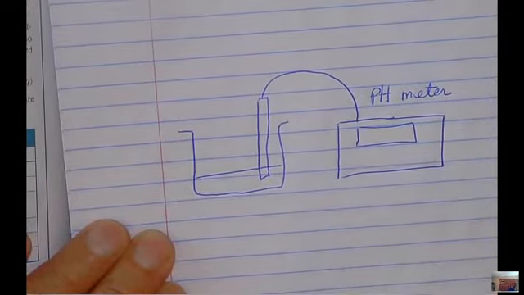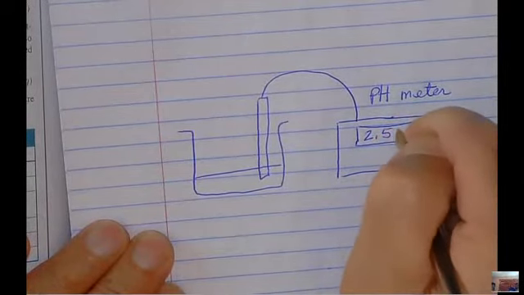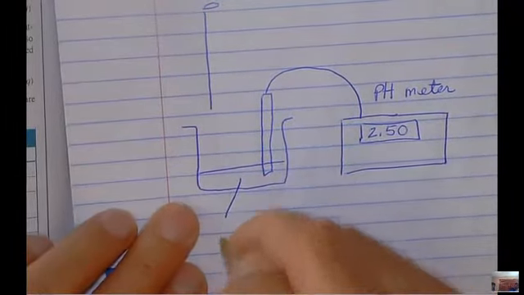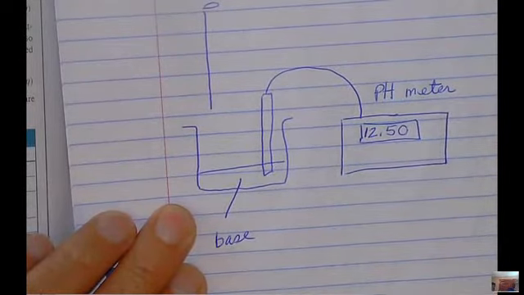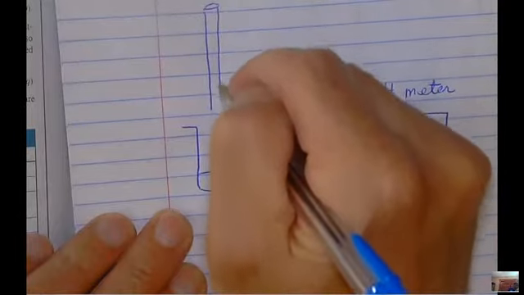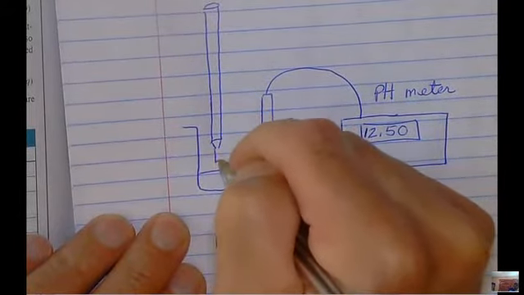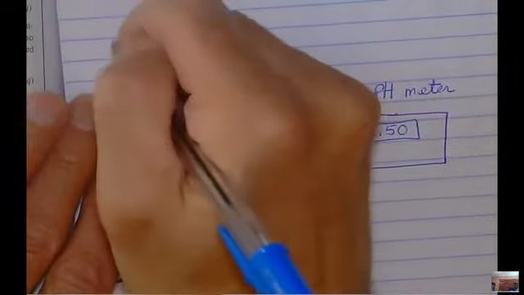Okay? So originally, you're going to start out with a very low value, something like maybe 2.50. Doesn't matter what it is. It's just a low value. Now, you still want to put your, this is the base down here. So originally, you're going to start out at a very high value. So let's make that 12.50 because it's the base. Okay, I still need my burette. I'm going to put my acid in here.